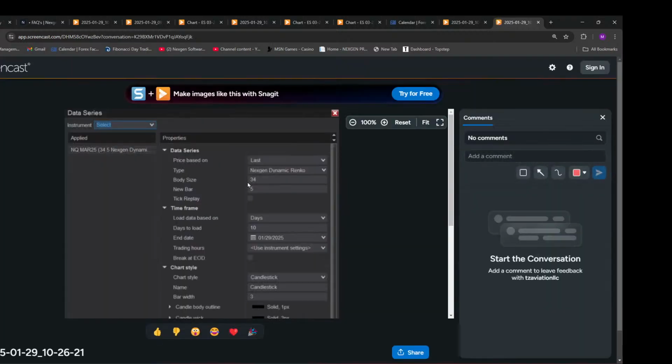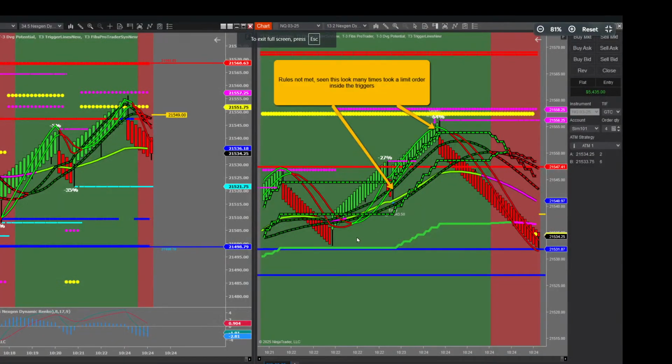All right, Wayne. Whoop, we saw that. Cav. Once again, everything says up, and Cav says, I'm trading directly into a termination condition. Rules not met. Seen this look many times. Took a limit order inside of the triggers and wrote it up. And basically, rules not met says, man, I sure hope it goes up.